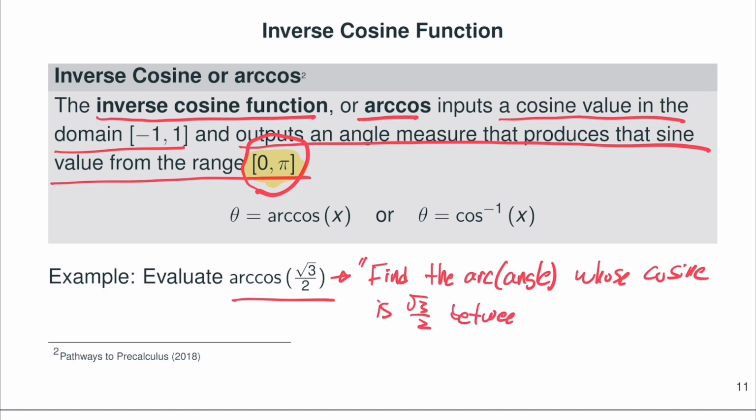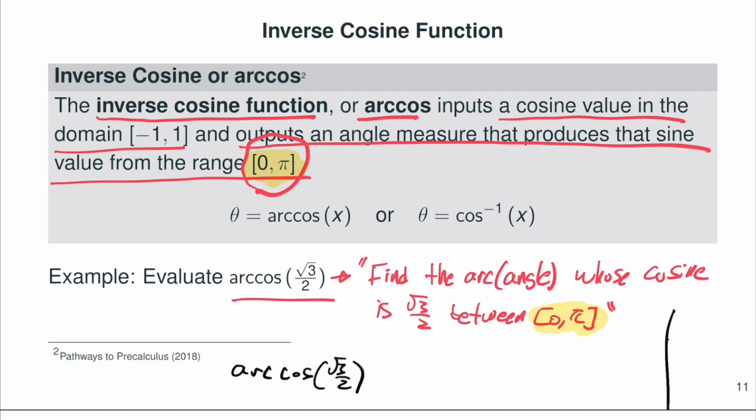And that angle is between 0 and pi. So knowing 0 and pi, or I should say, knowing our cosine function includes 0 and pi, you must remember this. So what is the answer to this, our cosine? This is why we need to know the unit circle very well.